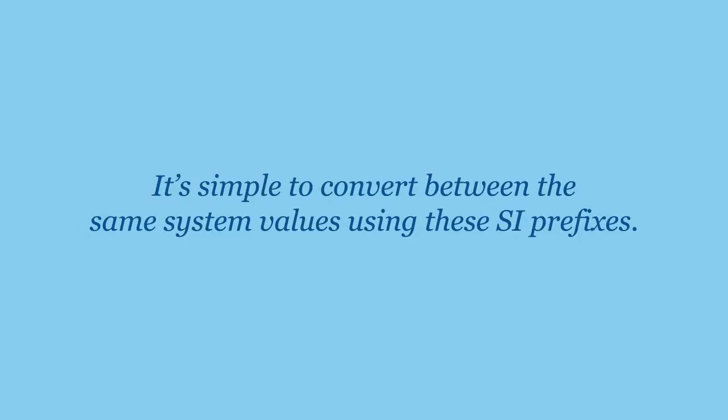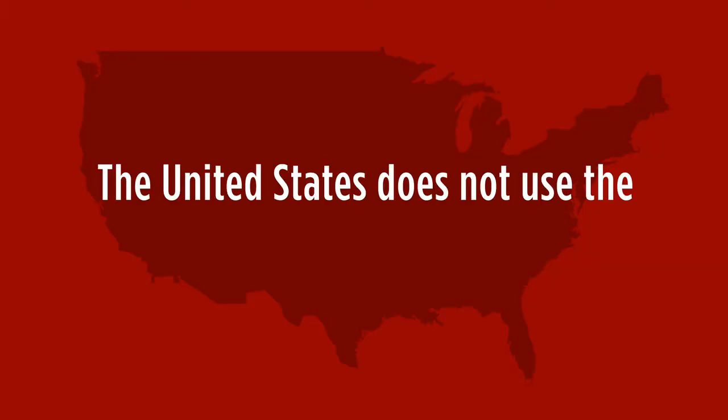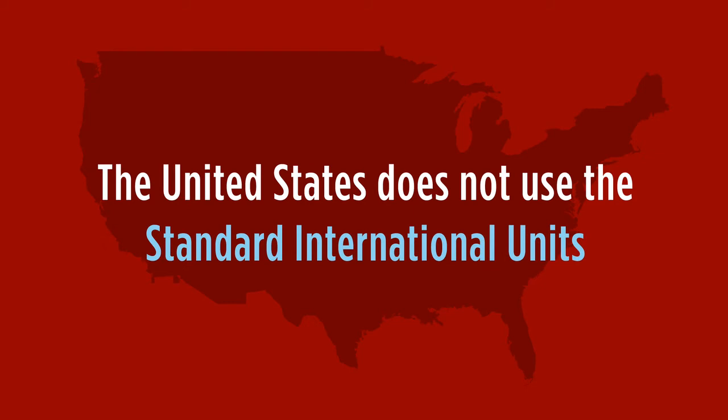It's simple to convert between the same system values using these SI prefixes. What you'll also have to do is convert between unit systems. The conversion between unit systems is a little bit more complex, and we will need some conversion factors. The reason we need to convert from SI units to another system is that although science uses SI units for the most part, there are other disciplines that do not follow the SI unit system. In fact, if we think about it, the United States does not use the standard international units.